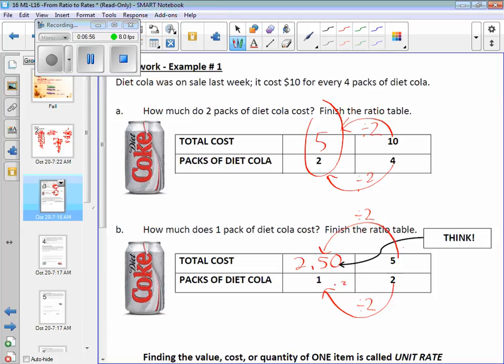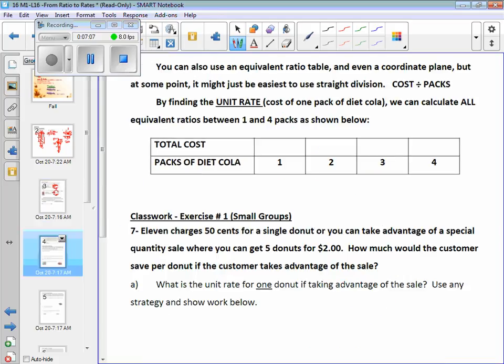Once you get unit rate, I can figure out the cost of every single number along the way. I have the cost for 1, I have the cost for 2, but now watch. Ready? 2.50. 5, we had. What's the cost for 3? Not on the original equivalency ratio table, but you can now do it.